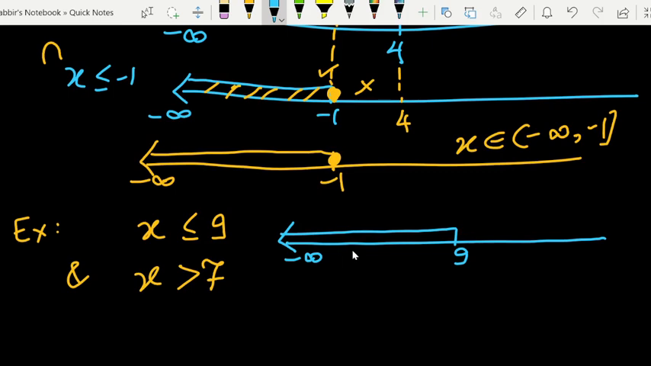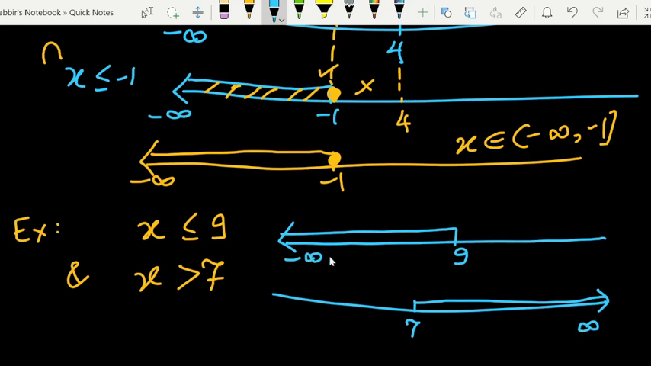And then we will plot x greater than 7. So x greater than 7, so 7 will be lying on the left-hand side of 9 since it is lesser than that. 7 I will mark here, and all the values greater than 7 have to be on the right-hand side of 7. So it is like this, 7 to infinity, and minus infinity to 9.